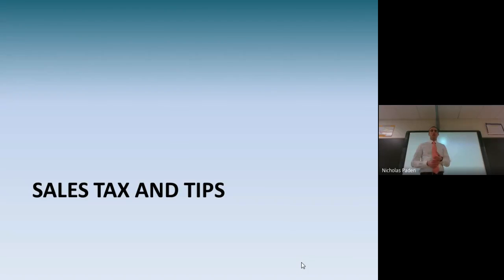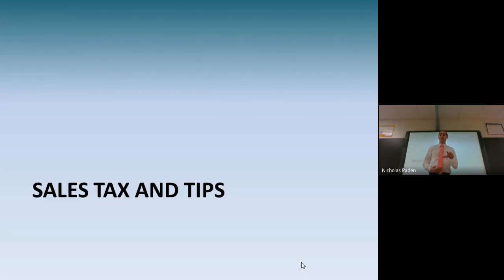Right, so we're going to continue on with percents. Up to this point, what we have talked about is how to find the percent of a number. If we have the percent, or if we have part, if we have whole, how to find the missing piece of that proportion or that equation. And then we started looking at how to find some real world applications like markups and discounts.